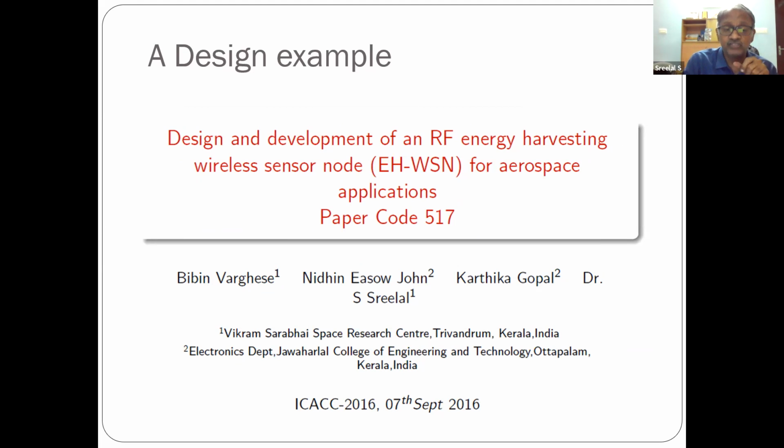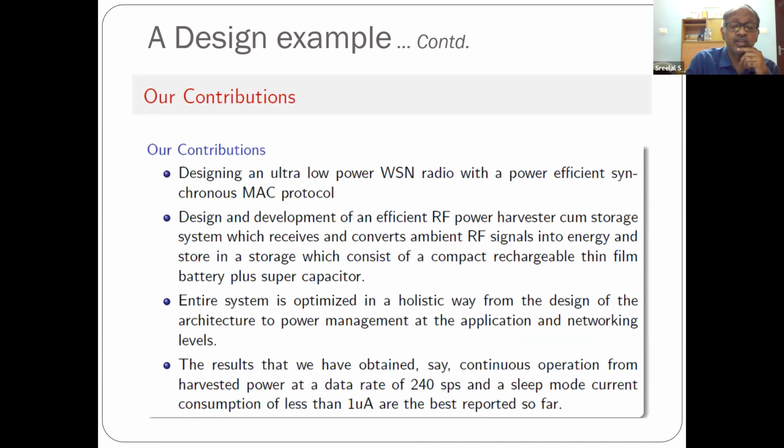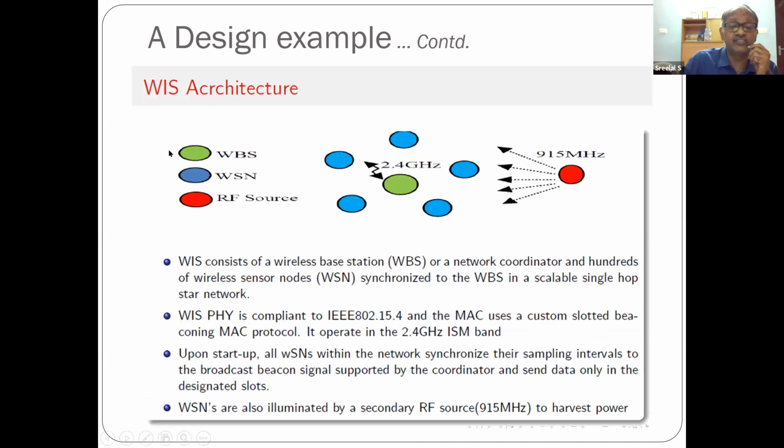And there we use this wireless sensor node. So this wireless instrumentation system was used inside the crew module in order to measure certain parameters in a wireless manner. So basically, what does this consist of? I will just show you the diagram. It consists of the wireless base station, which is labeled as WBS, and a set of wireless sensor nodes.